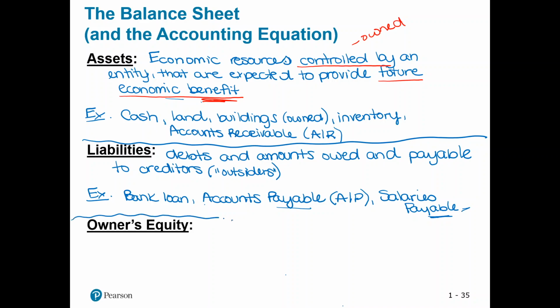And just to note that liabilities, in the definition here, it says debts and amounts owed and payable. So it may not always be cash that you owe to someone. You could owe them a product, or you could owe them a service to be done. So it's cash that's payable or other amounts that are owed as well.